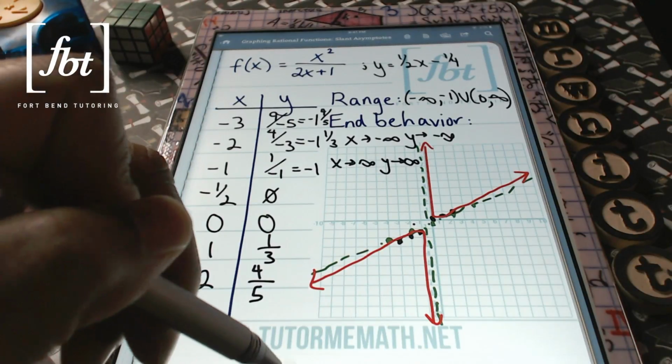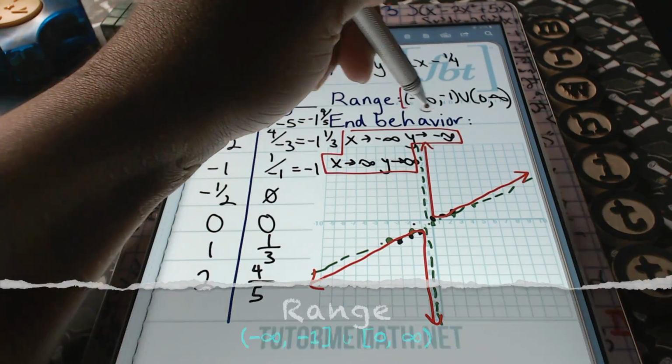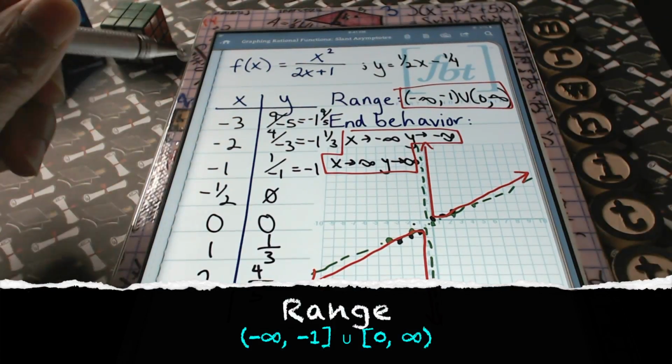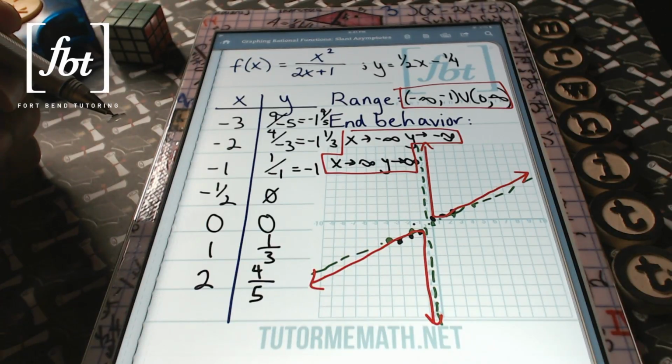Done and done. Red box it. That's what we're going to do. And we got a box around our end behavior, a box around our range, and of course we have our graph. There you go. All right, so let's move on to problem number 2.